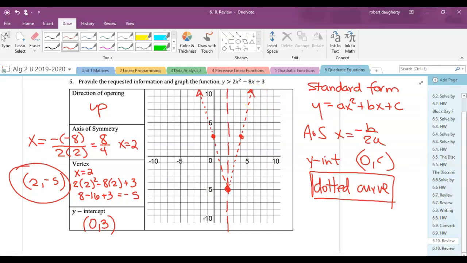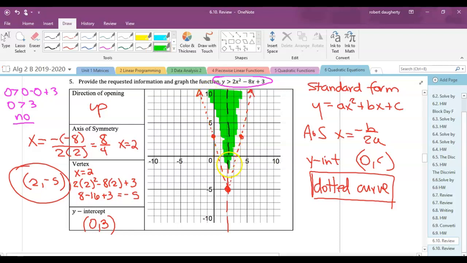So I need to test it. I'm going to test this inequality with the point (0, 0). So 0 greater than 0 minus 0 plus 3. Is 0 greater than 3? The answer is no. So that means that (0, 0) is not part of the solution. So when I shade the solution region, it doesn't include (0, 0). It would be this area that you see right here.